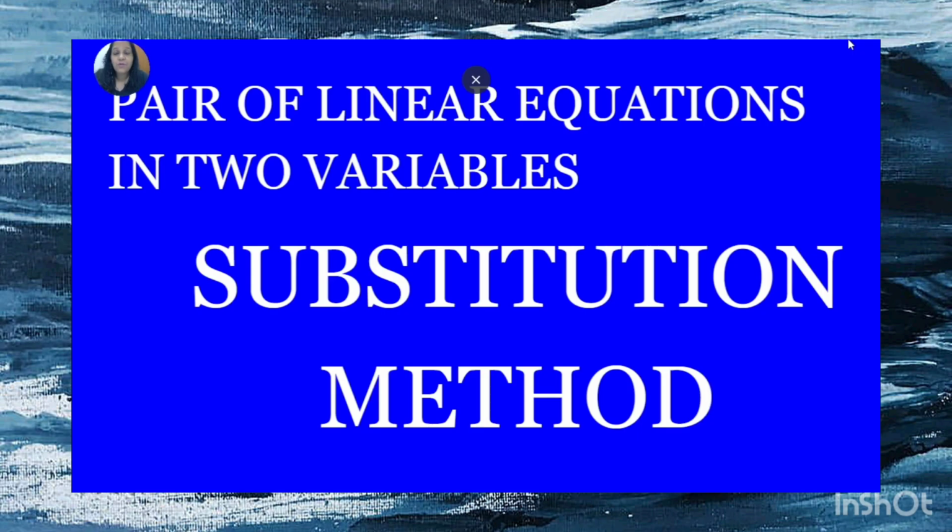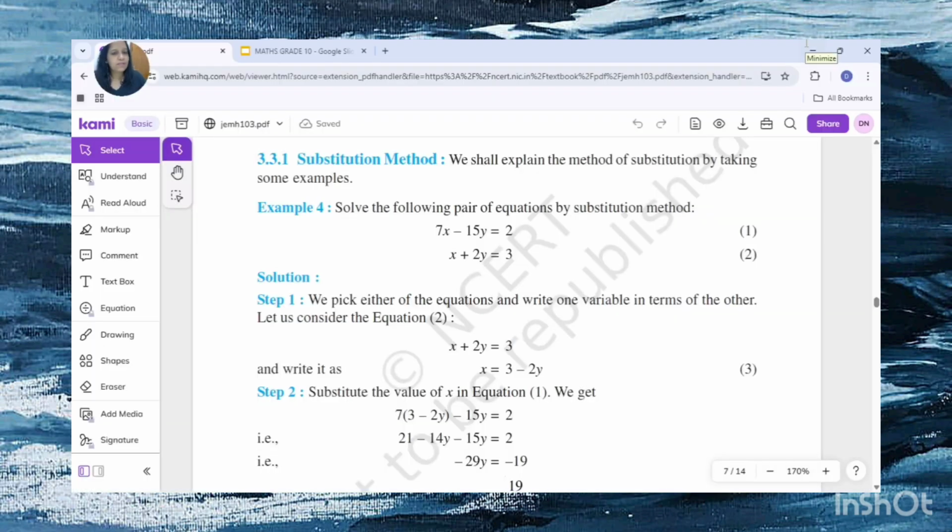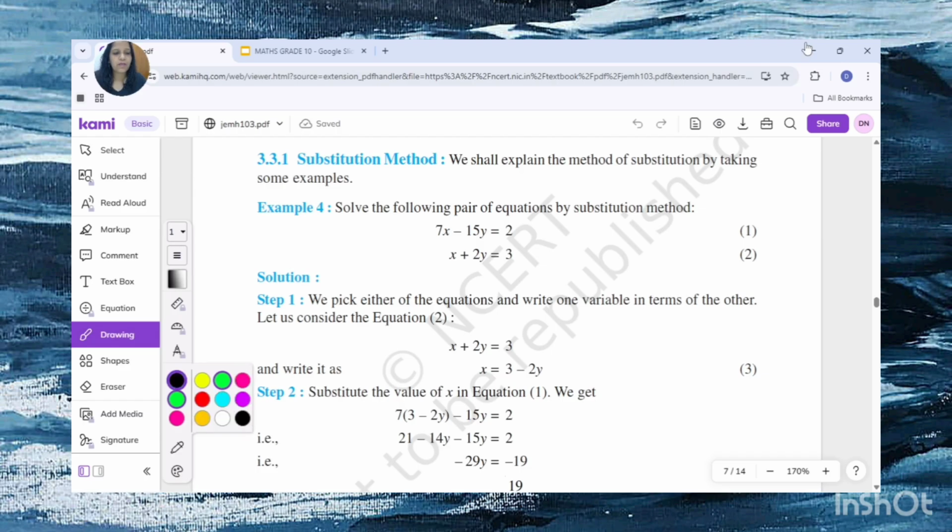Hi, in this video we are going to discuss the substitution method of chapter number 3, that is, pair of linear equations in two variables. So without wasting any time, let's begin. In order to understand the substitution method, let's go through some of the examples which are given in NCERT.